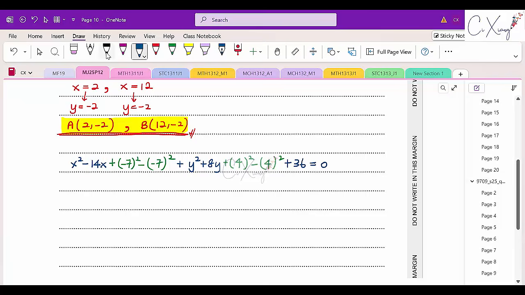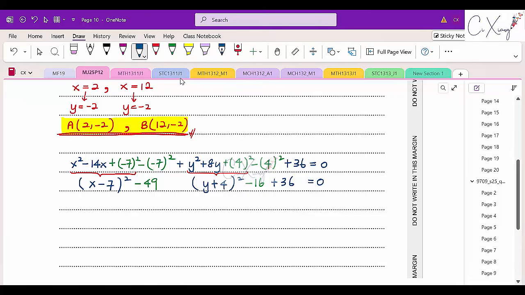Okay, then how can we combine it into a bracket? For the first 3 terms here, you want to make it into a bracket: a big bracket, x with a minus 7, then squared. Then minus 7 squared, you'll be having negative 49. Same thing happens for y also. The first 3 terms that we wrote out just now, you group them into a big bracket with a square outside. Then negative 4 squared is 16, then plus 36, and it equals 0.